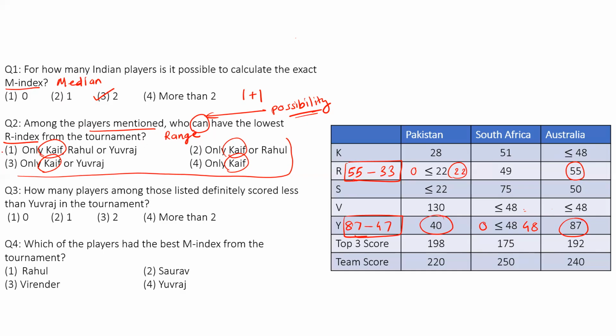So the answer to this question has to be option 1, because we can definitely prove that in one of the cases they might have the same range as well. Hence the answer to this question is nothing but option 1.